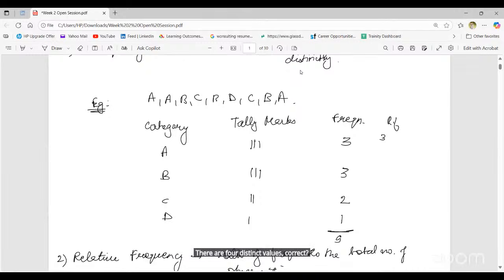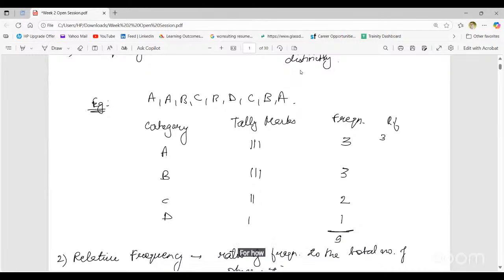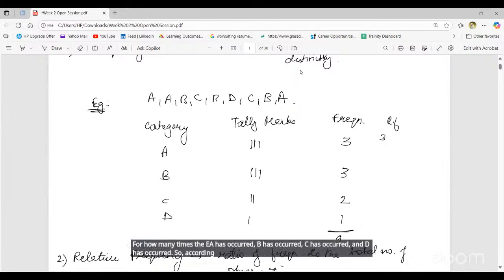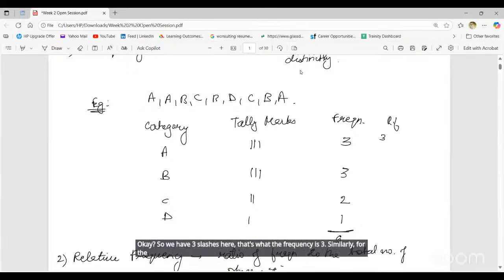Now, what are tally marks? Tally marks means we just make a slash, a line, for how many times A has occurred, B has occurred, C has occurred, and D has occurred. According to this, we have made the tally marks. Now the frequencies are how many slashes we have. We have 3 slashes here, that's why the frequency is 3. Similarly for B, C, and D, we have the frequencies as 3, 3, 2, 1.